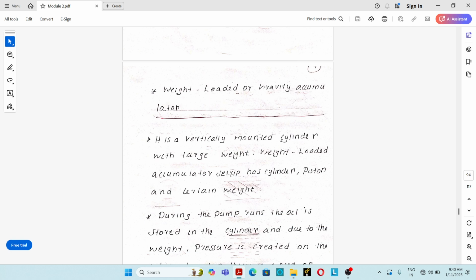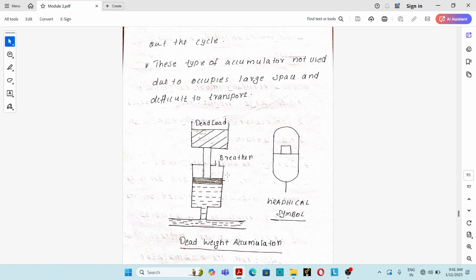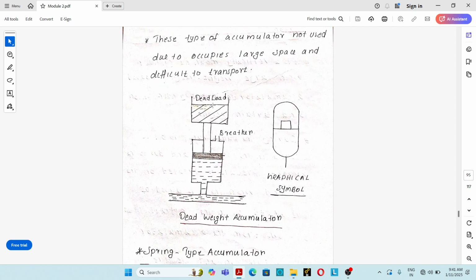So what is the purpose of an accumulator in a hydraulic circuit? I already discussed that. It is used for storing pressure energy of hydraulic oil during the idle period of the hydraulic actuator. So simply, it is an energy storing device, a mechanical device which is used to store energy by some method. So, the weight loaded or gravity type accumulator. This is the figure of the weight loaded or gravity type accumulator.